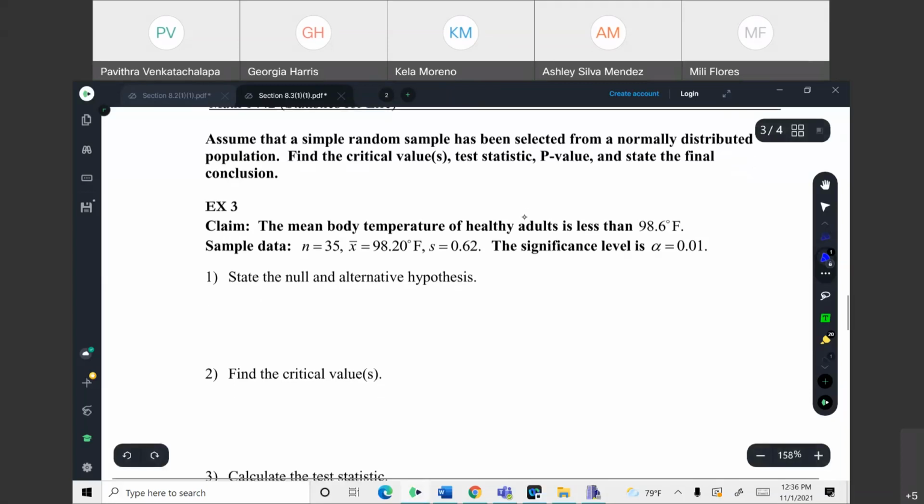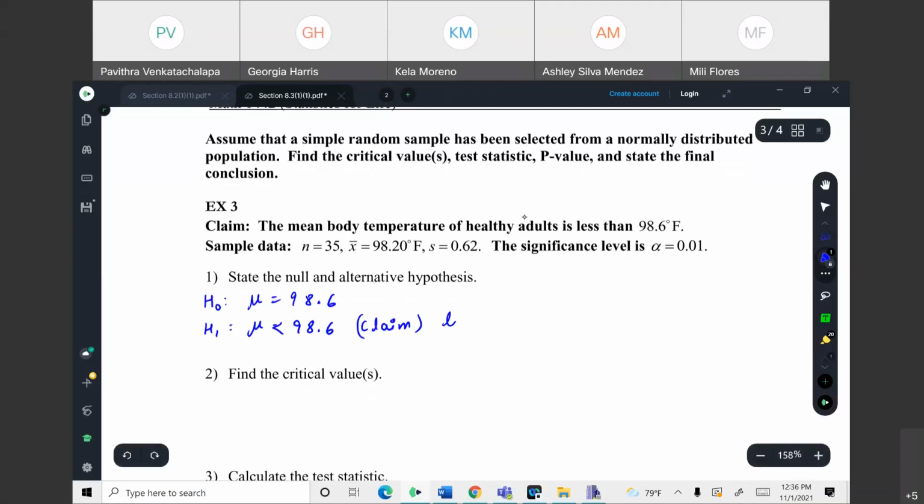Okay. So example 3, stating H naught. Check whether your answers are correct or wrong. So this is your null hypothesis. Your alternative hypothesis will be less than 98.6. Now this is the claim. Since it is less than, it is a left tail test.